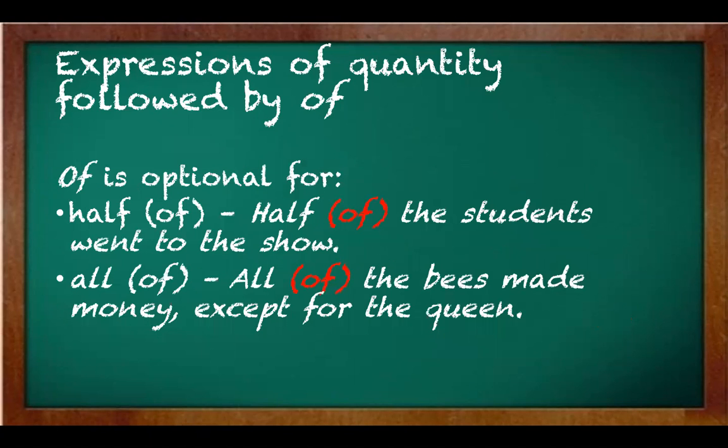The next two, sometimes. So you can pick whether you want to or not. For half, you can sometimes use half. Half the students went to the show, or half of the students went to the show. Same thing with all. All the students, all the bees made money, except for the queen. That's a typo, sorry guys, honey. Should be honey. But money works as well. All the bees make honey, except for the queen, or all of the bees make honey, except for the queen.